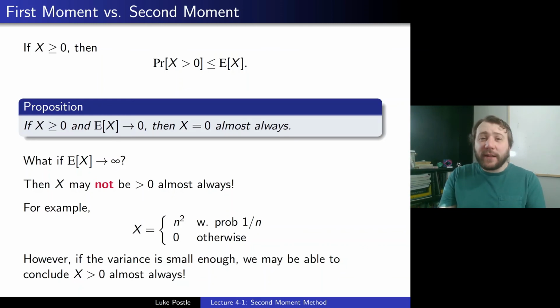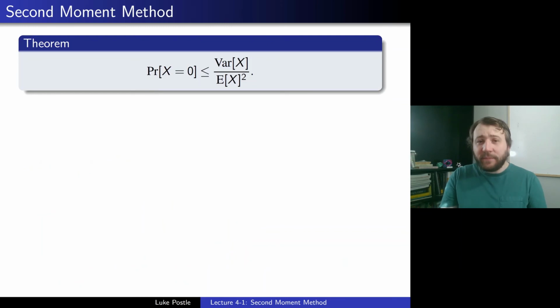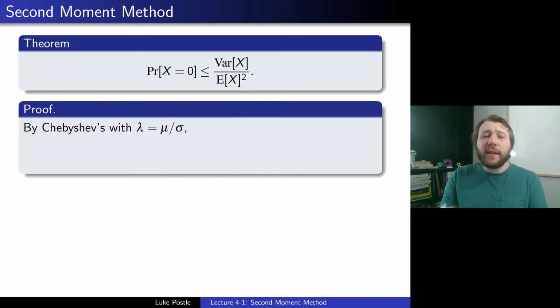So this is where Chebyshev's comes in, and this is really what is generally meant by the second moment method. So let me prove a theorem. We claim that the probability that x equals 0 is at most the variance of x over the expectation of x squared. How do we prove this? Well, you just apply Chebyshev's with an appropriate lambda, here being mu over sigma, where, again, mu is the mean, the expectation, and sigma is the standard deviation.